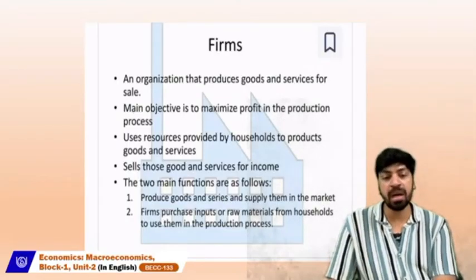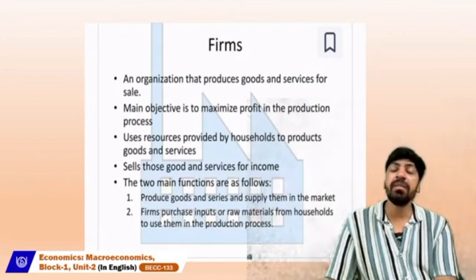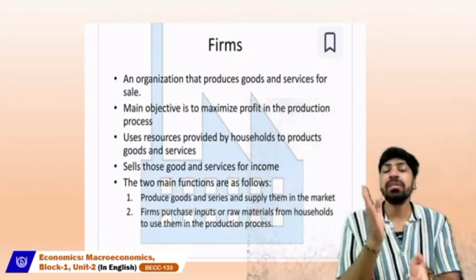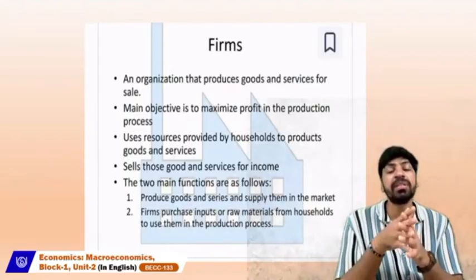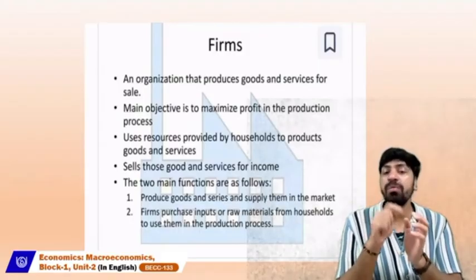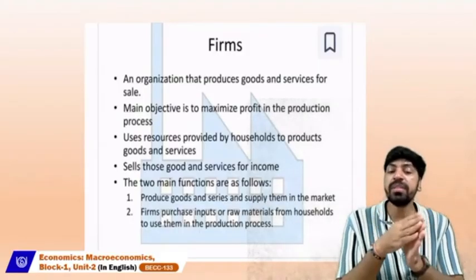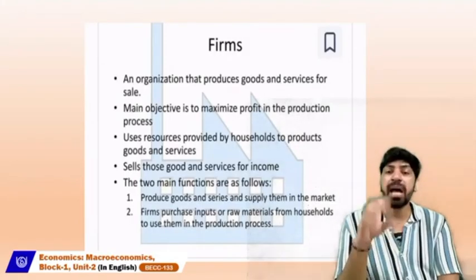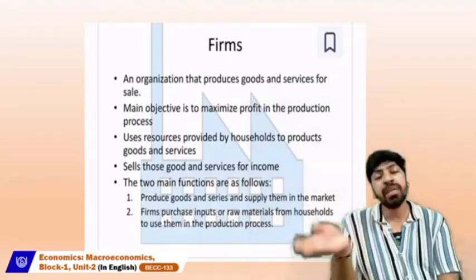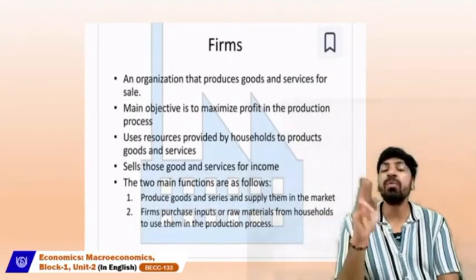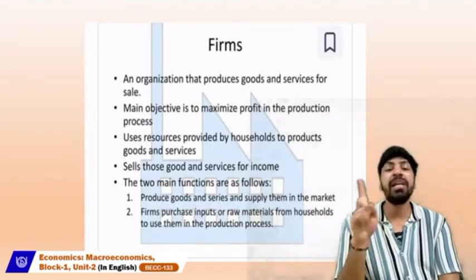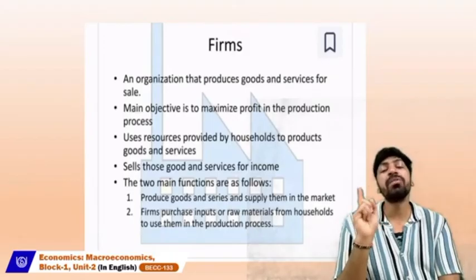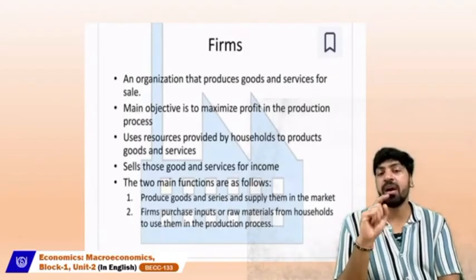supply them into a market. And it doesn't mean that the firms only produce. They can also purchase the inputs and raw materials from households to use in the production process so that a particular product can come into a market, so that the household could buy and use all those goods to survive or to satisfy their needs or wants.